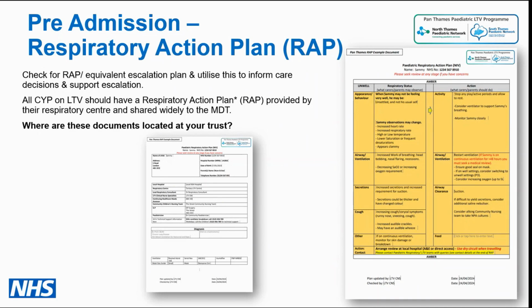Everything you might need to know in regards to their LTV is in this document. Across the network, we don't have all of our hospitals using one document. So when we say respiratory action plan, we mean any document that the hospital provides. Just a couple of documents that we do have in our network: home care ventilation plans, respiratory action plans, and respiratory documents.